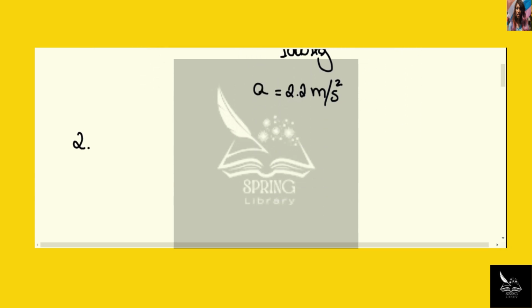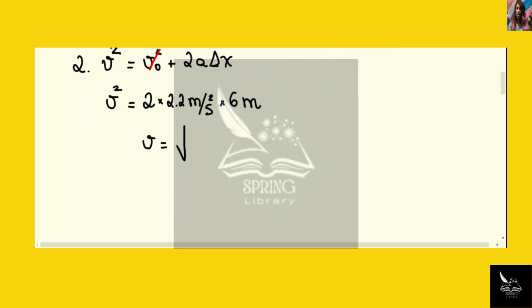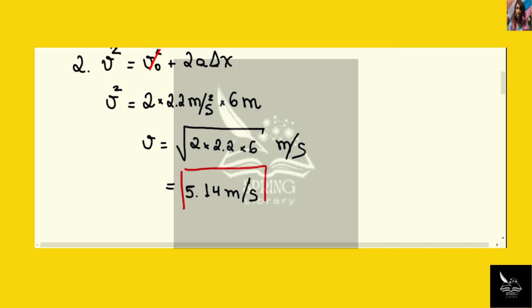Then we can find the value of the velocity. We know that the velocity squared is equal to v0 squared plus 2a dx. Now v0 squared is 0, the acceleration is 2.2 meters per second squared, and dx is 6 meters. So v is the square root of 2 times 2.2 times 6 meters per second, which is 5.14 meters per second, which concludes our exercise.